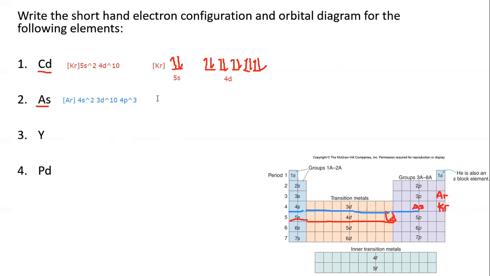Now the abbreviated orbital diagram would look like this. So we'd have argon, and then we need 1 dash for the s orbital, 5 for the d, and 3 for the p. So this abbreviated form is a lot easier to write than the extended.